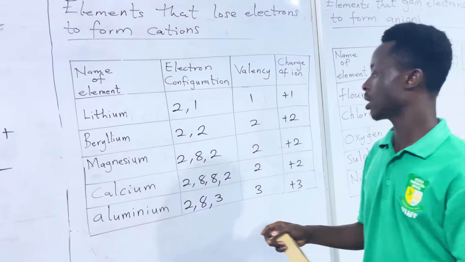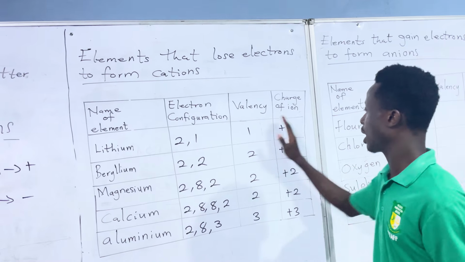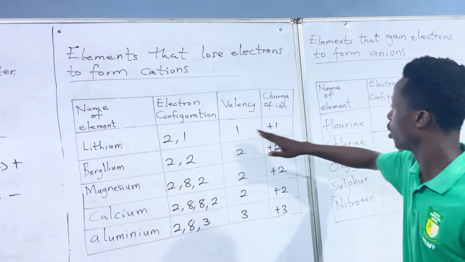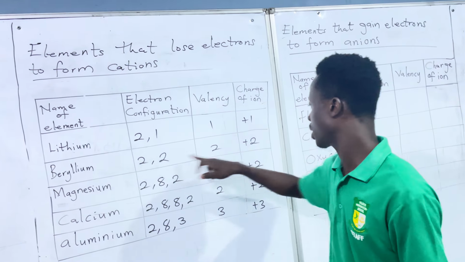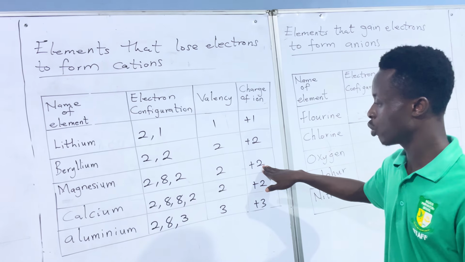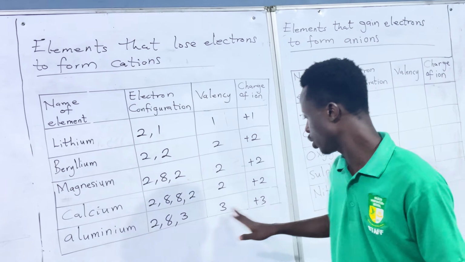Alright, so that is the arrangement here. I hope you understand this part. So the lithium ion is carrying a +1 charge, beryllium has a +2 charge, magnesium is +2, calcium is +2, and aluminium is +3.